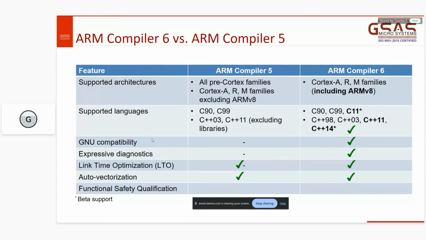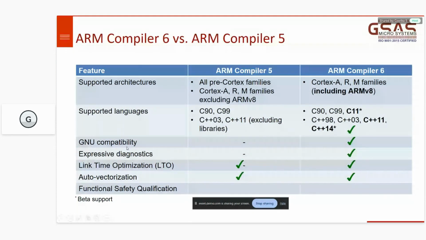Whereas ARM compiler 6 supports all the processor cores that ARM has released till date. Compared on supported languages, it has C90 support, C99, C++, C++11, and here we have those with additional features.